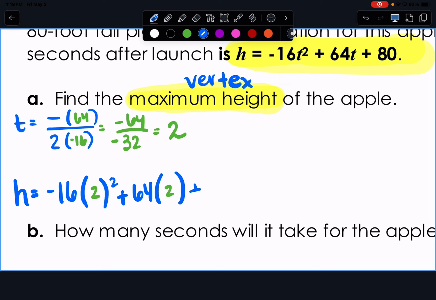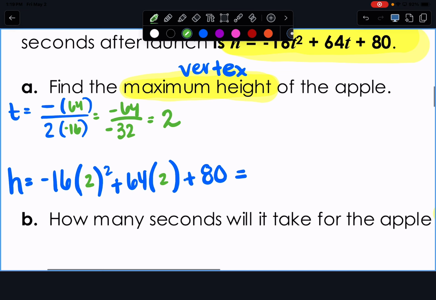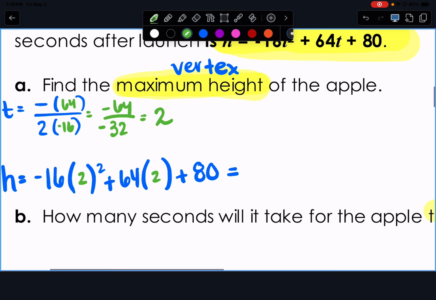plus 80. Oh yeah. That's right. Okay, and then we just type that into our calculator and see what we get. I got 176. It shouldn't be 176. Did you forget the negative sign at the front of 16? It should be 144.